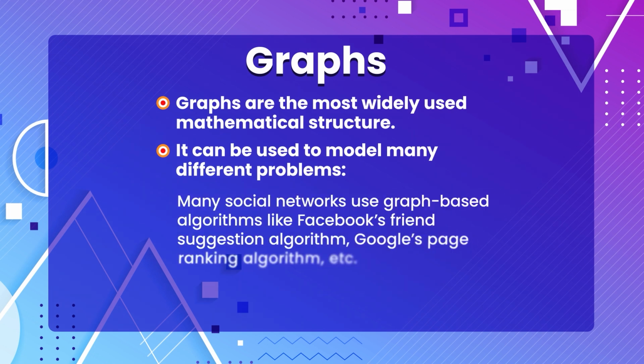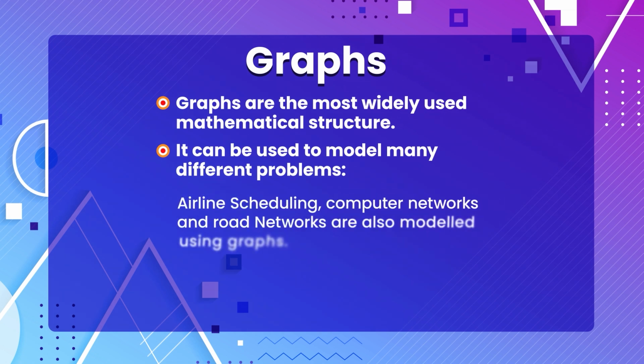Many social networks use graph-based algorithms, like the Facebook friend request suggestion algorithm. Similarly, Google's PageRank algorithm is also a graph-based algorithm. And many applications like airline scheduling, computer networks, and road networks are also modeled using graphs.